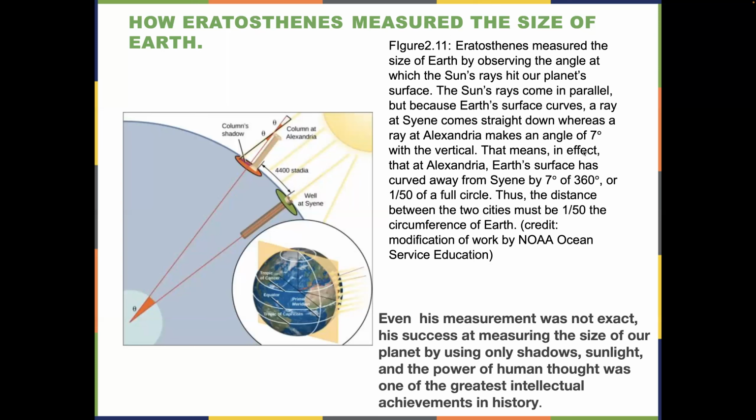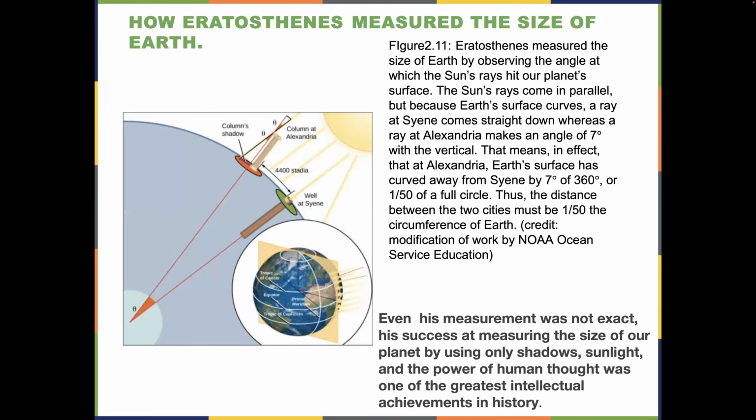And that means the Earth's surface has curved away from Syene by 7 degrees, right, out of 360. So that you can get an idea, right? So for this distance, the angle is this much, so that you can measure the complete size of the Earth. So that's how they have done it. Now, his measurement was actually not exactly correct at that time, but it was very close. And the idea that I want to convey here is the power of thinking that humans had from this ancient time, right, to draw these conclusions, observations, and experiments, right?